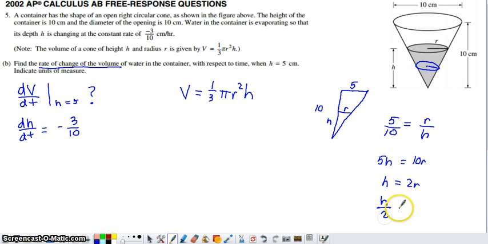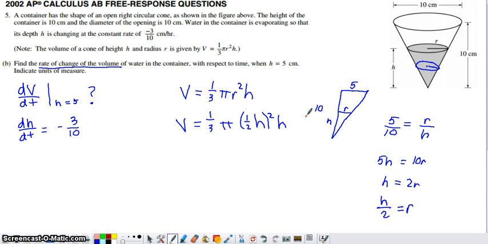So I'm going to get h over 2, or 1/2 h, equals r. And now if I substitute this in place of r, I'm going to be looking at my volume formula, which is now only going to depend on h, saying 1/3 pi, and then in place of r, I'm going to put h over 2, or 1/2 h. I'm going to use 1/2 h just because I'm going to simplify this a little bit before taking the derivative, and then times the h.